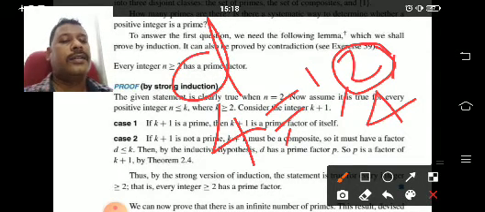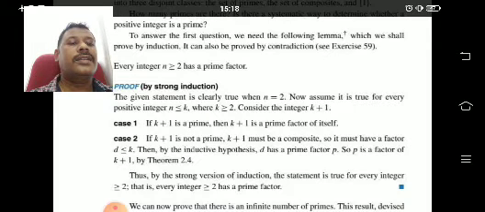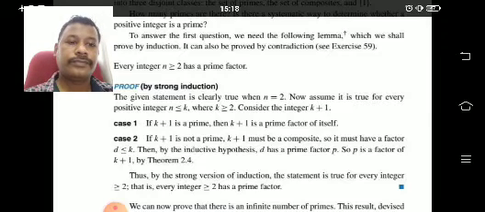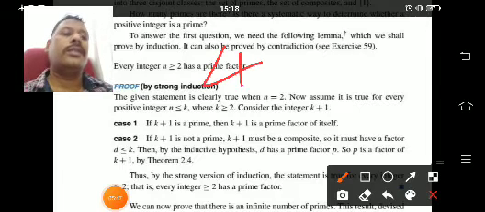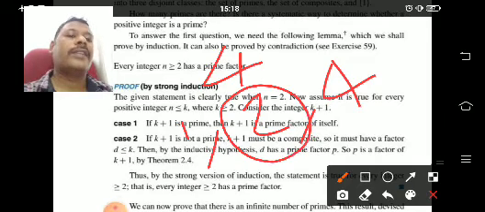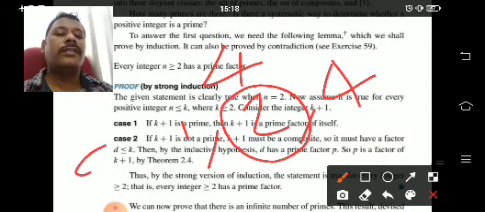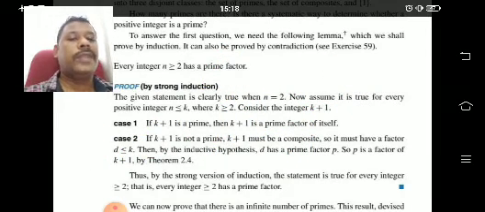Here d is a divisor less than or equal to k. Then by the inductive hypothesis, d has a prime factor p. So p is a factor of k plus 1. For 4, the factors are 1, 2, 4, and the factor 2 is a prime number.